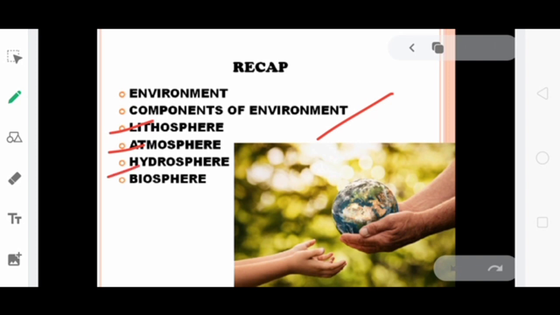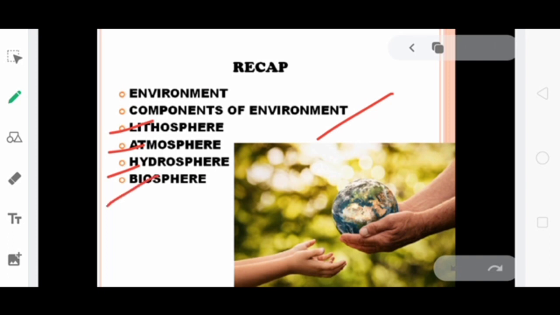Then we went on to the hydrosphere. Hydrosphere is the domain of water. About 71% of earth's surface is covered with water. Presence of water bodies, rivers, lakes, seas, oceans, etc.